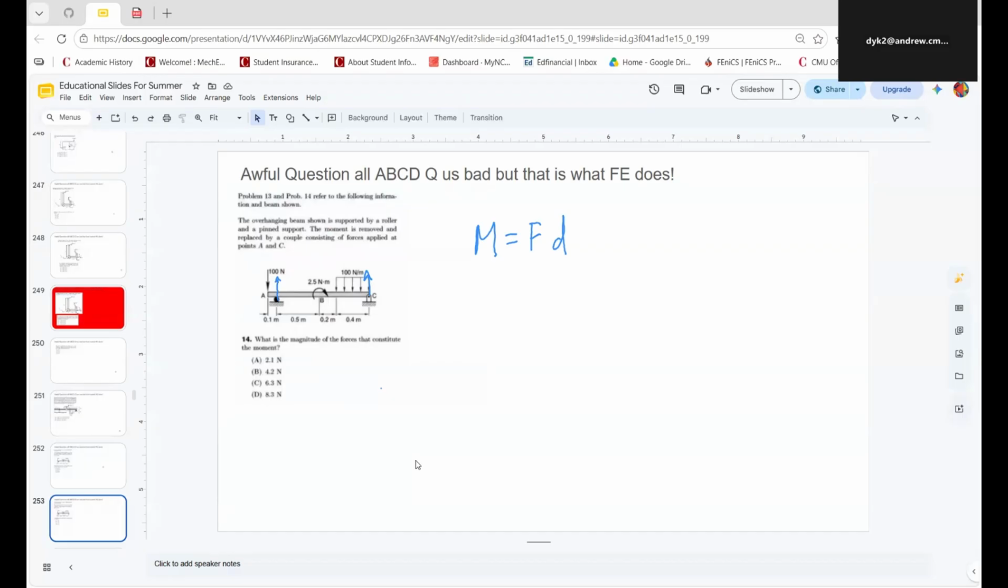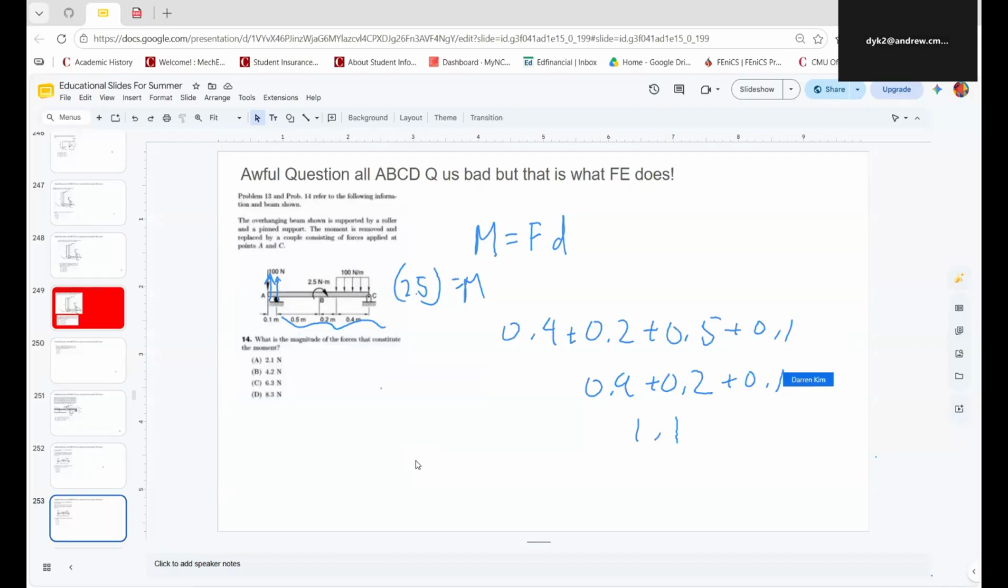Well, the easiest way to look at this is to say that 2.5 is equal to M, right? And we can just say the distance here is 0.4 plus 0.2 plus 0.5, so that is 0.9 plus 0.2, which is 1.1, right? Wait, am I wrong here? Oh, it's 0.8, I'm sorry. So it's actually plus 0.1 plus 0.1, so 0.2. So the distance equals 1.2 basically.